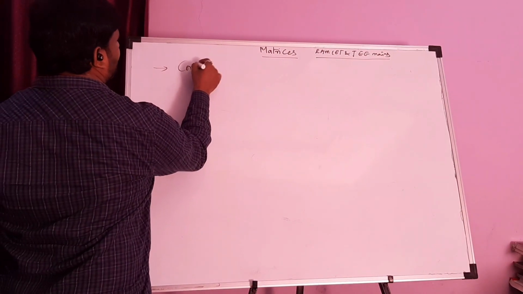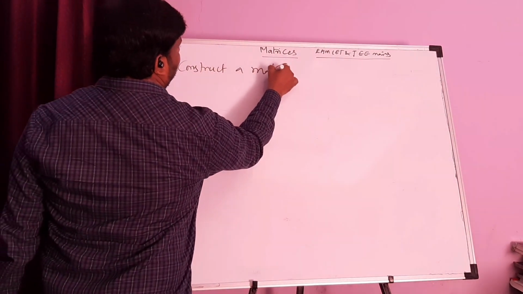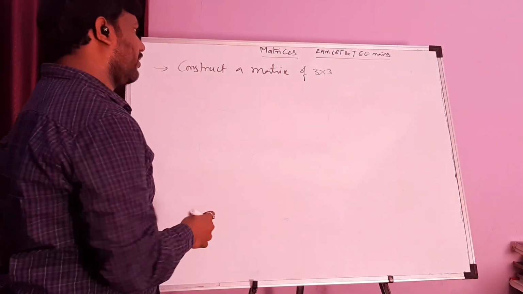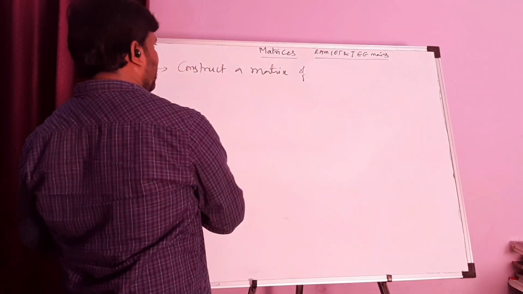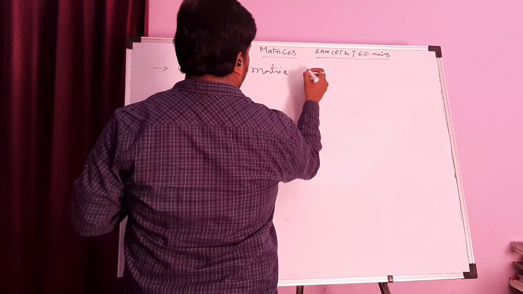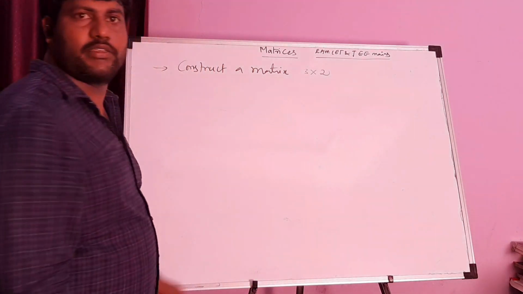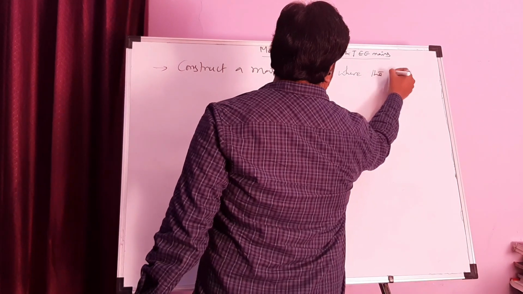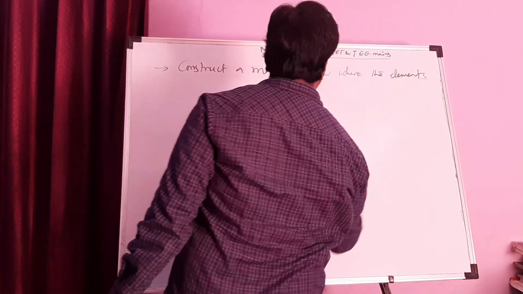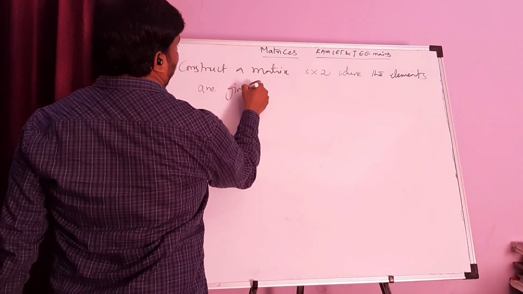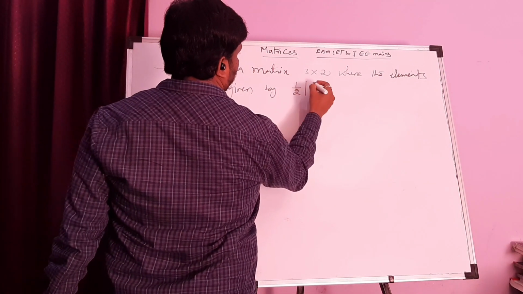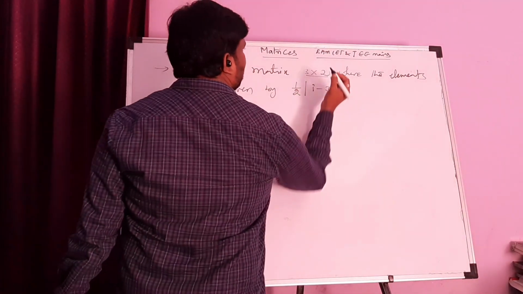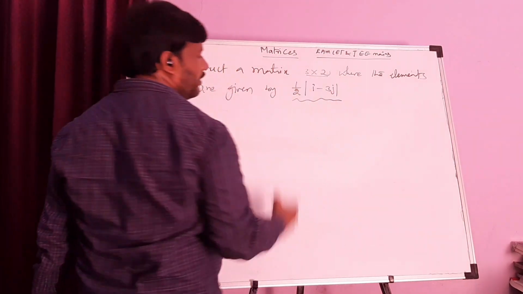We need to construct a matrix of order 3 by 3. So go for another: instead of a square matrix, I go for constructing a matrix of order 3 by 2, where the elements are given by the condition (1/2)|i minus 3j|. So we need to construct a 3 by 2 matrix where the elements are given like this. This is a condition. We need to construct the matrix now.